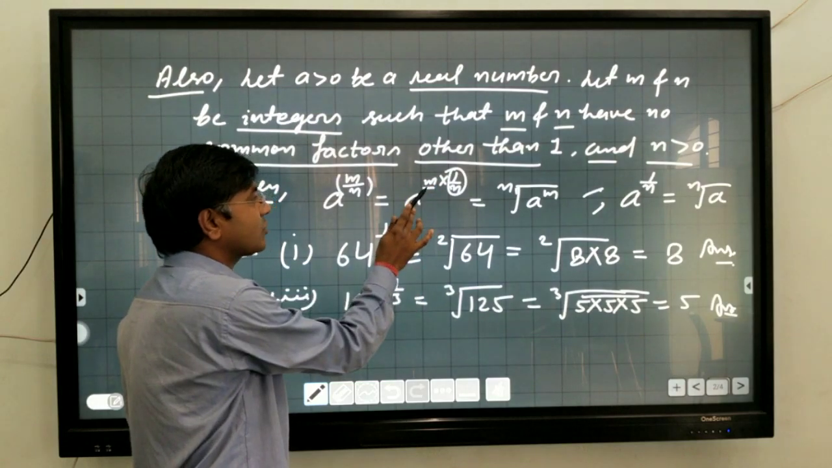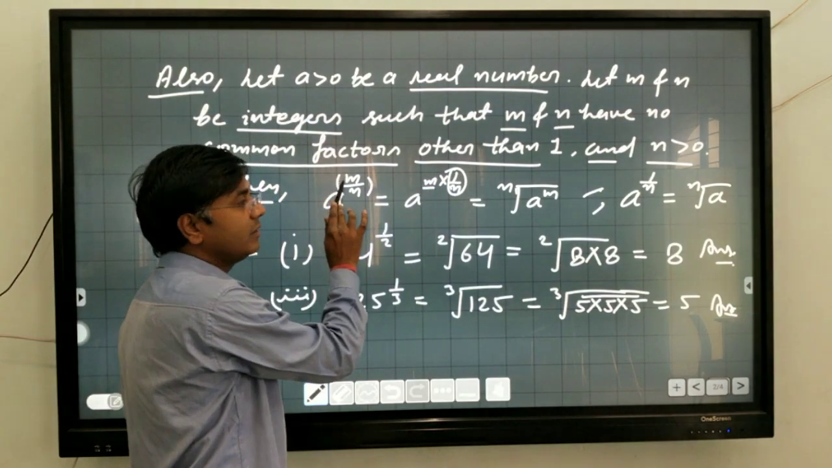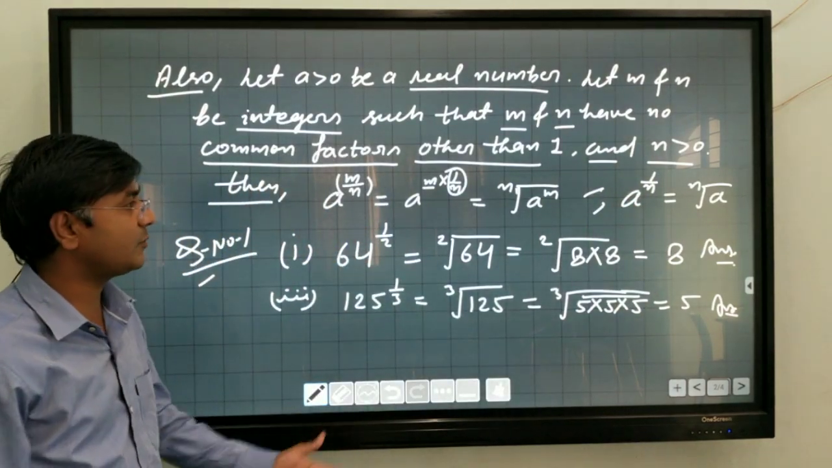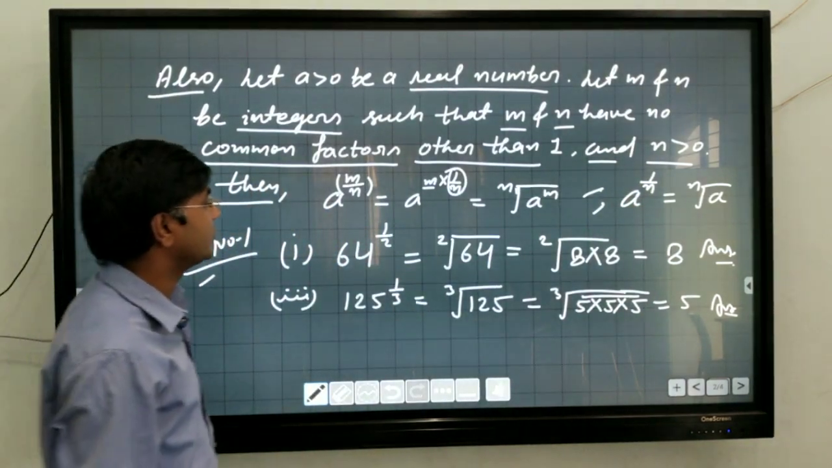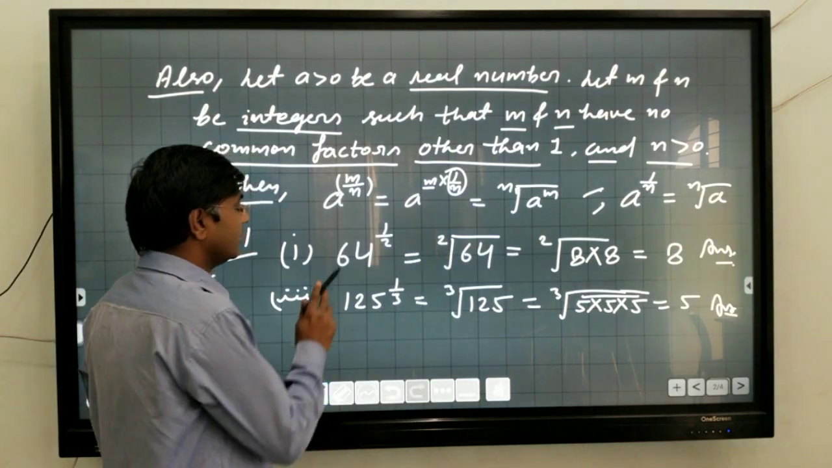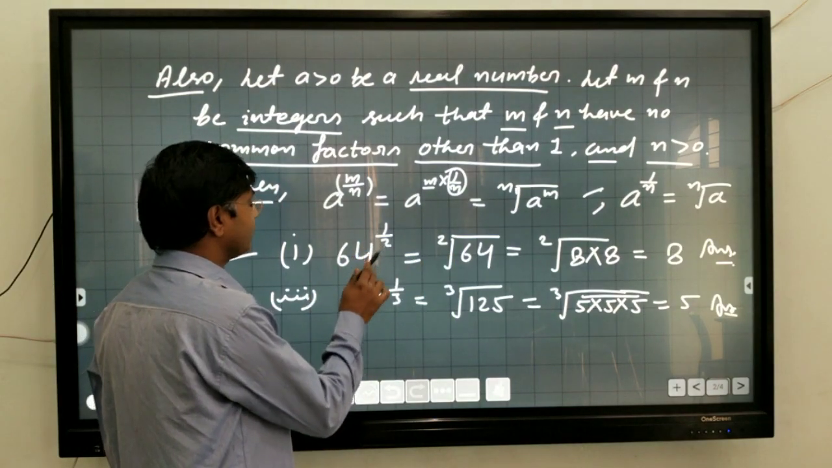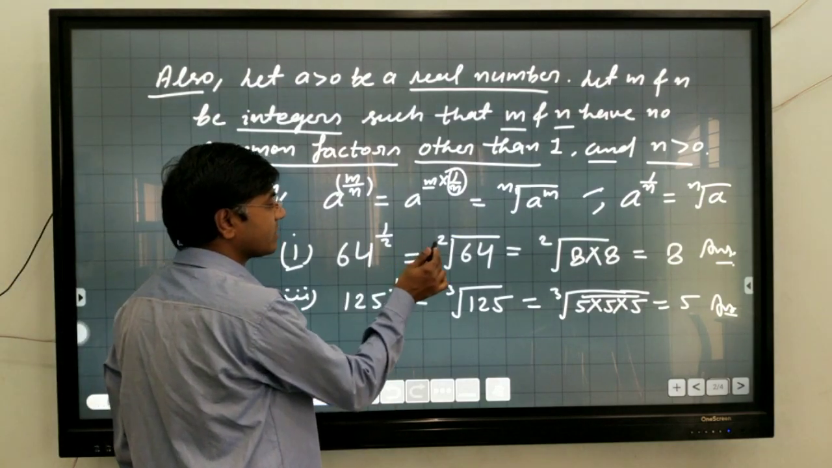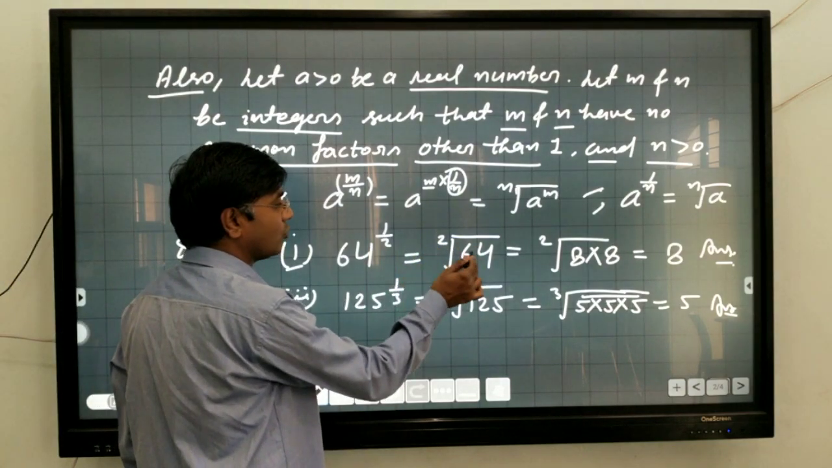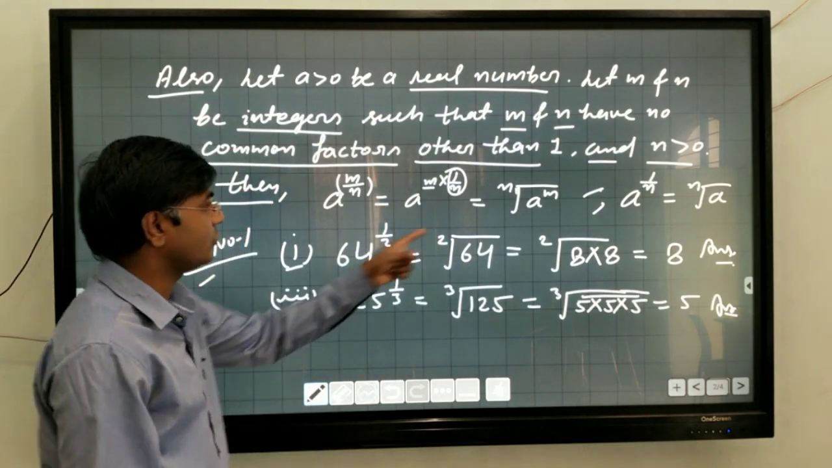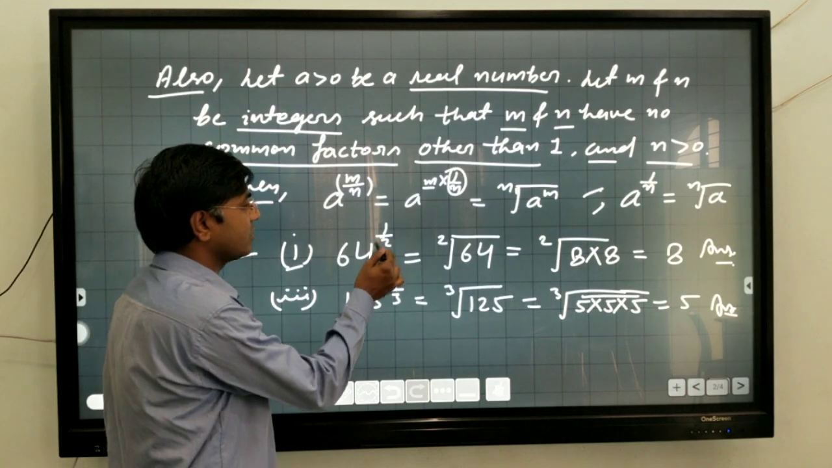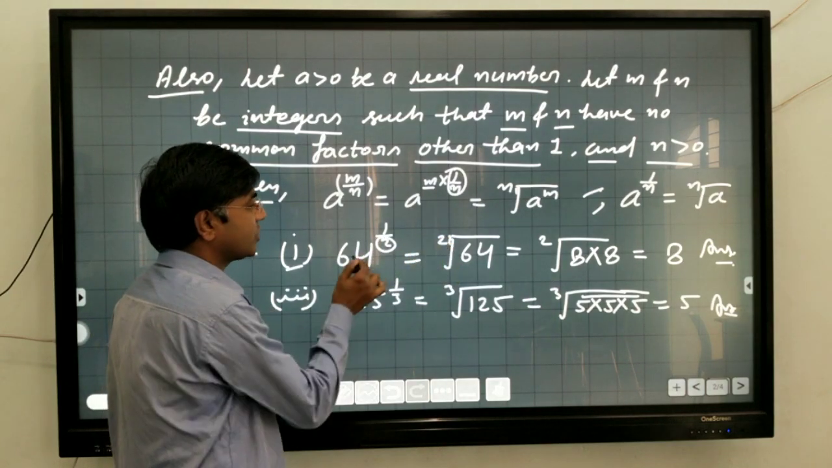This property is also part of the earlier one. If we put m equals to 1, then we will get the same result, because m is a positive integer, so we can take m as 1 also. So 64 to the power 1 by 2. This is the first part. Using this property, this 1 by 2 becomes the square root of 64. Using this property, 1 by n goes there as a root. So this 2 will come here under root 64.